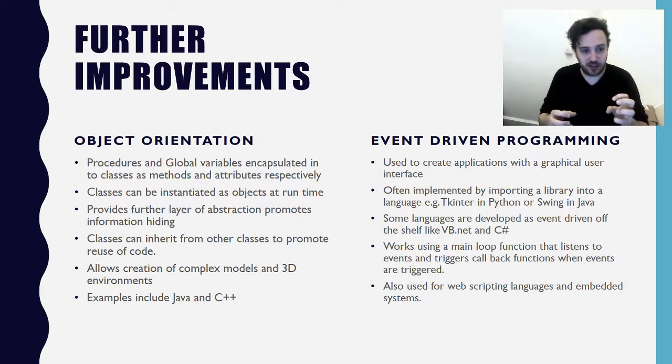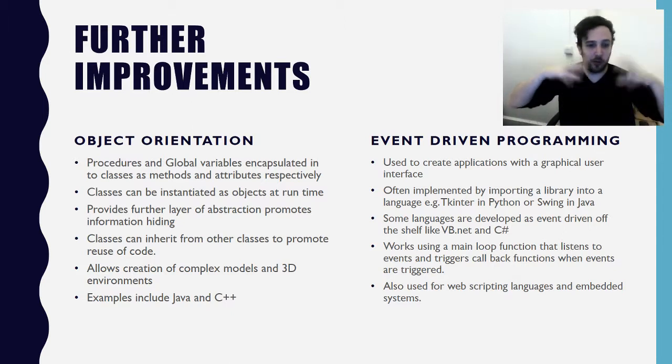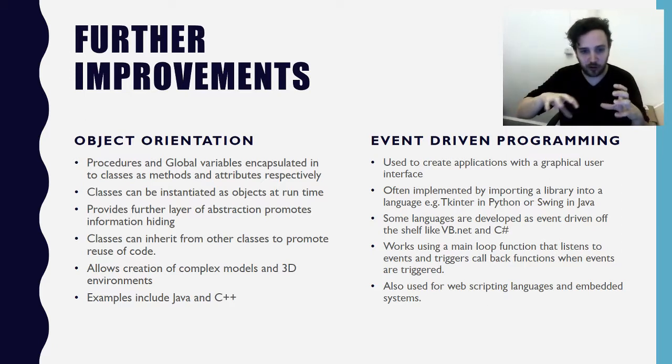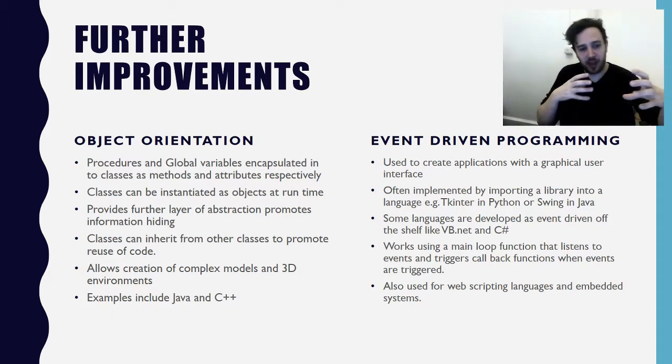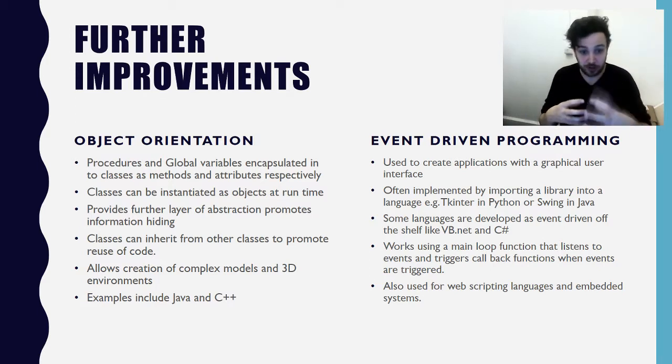Effectively, your procedures and your global variables within a program were encapsulated into this higher level of abstraction called classes, and they were now known as methods and attributes respectively. Classes can be instantiated into objects at runtime. So you would create a class which would be like a template for a ball, and then during the running of the program, the ball might have methods like bounce and kick, and attributes like that it's red and how fast it can move. And then during runtime you could create multiple instances of these balls, known as objects.